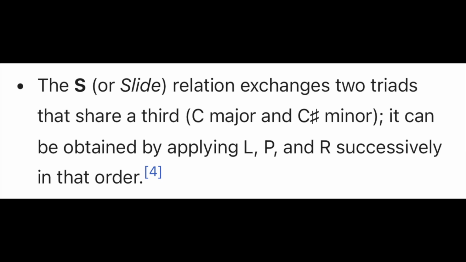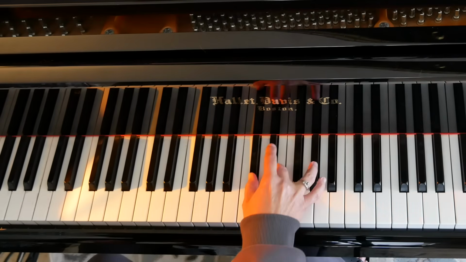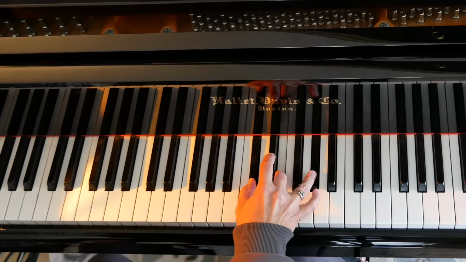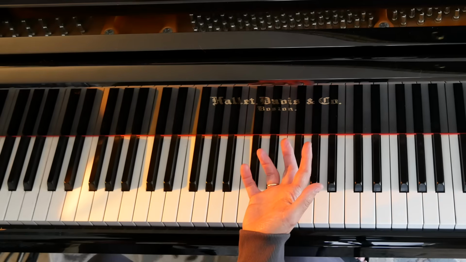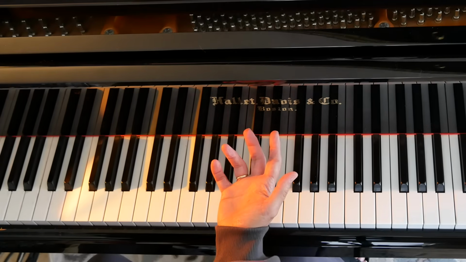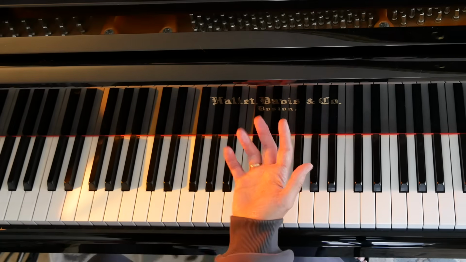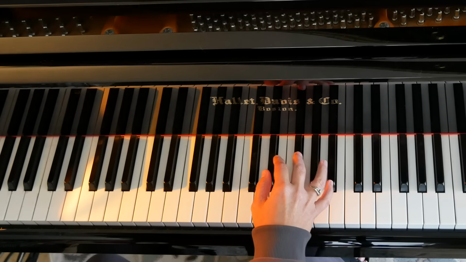It's called the S, or the slide. And it says that the relation exchanges two triads that share a third. So say C major and C sharp minor share this third, right? If you'd like to study it more, you can just go to the Wikipedia page. I'll link it below. But it was cool to me to know that other people have thought about this before. Of course they have. I mean, there's only 12 notes. Probably everybody's thought of everything.